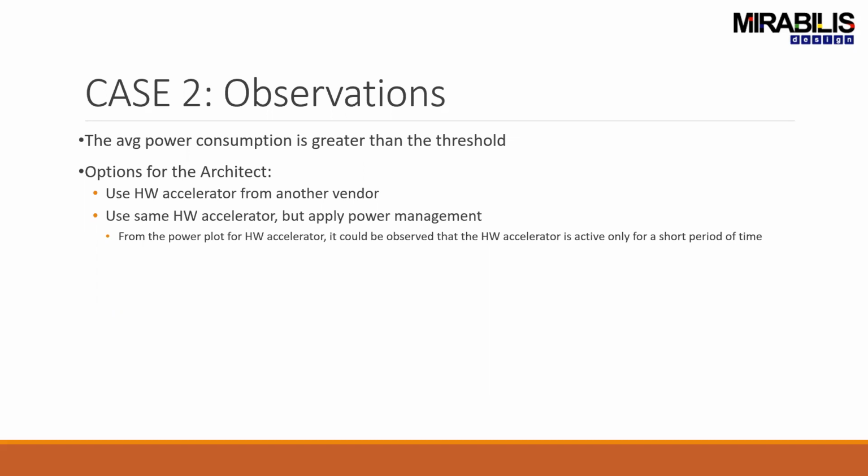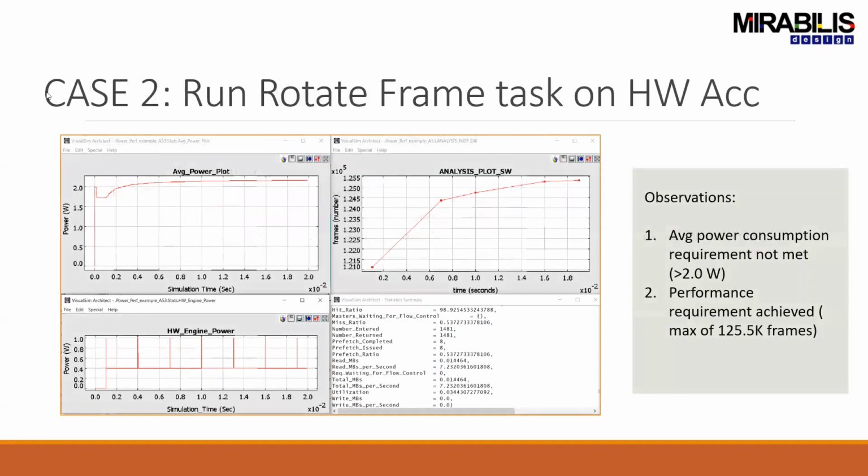The second option is to use the same hardware accelerator that they already have, but apply power management techniques to it. This idea came from the fact that when we plotted the power across the hardware accelerator engine, we could see that it is only active for a very short period of time.